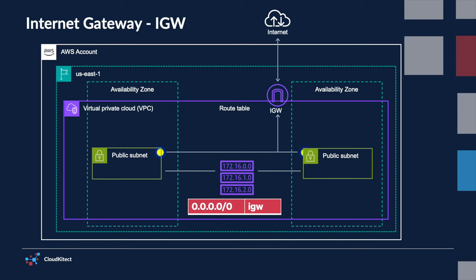This entry ensures that any traffic from your VPC destined for an IP address outside your VPC is directed through the internet gateway, facilitating outbound connections and allowing inbound traffic.